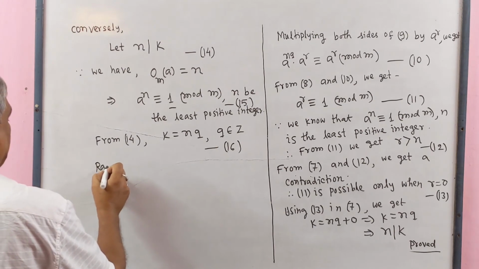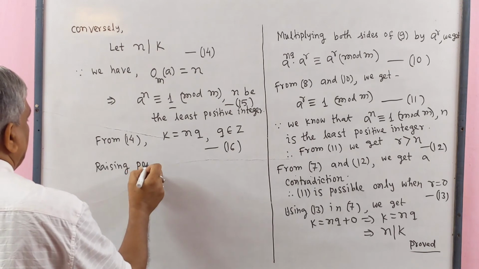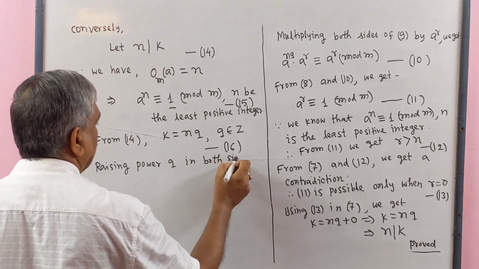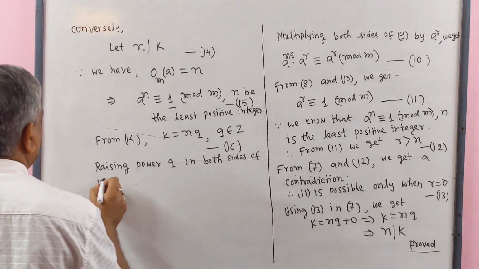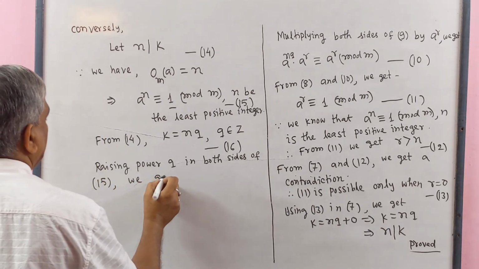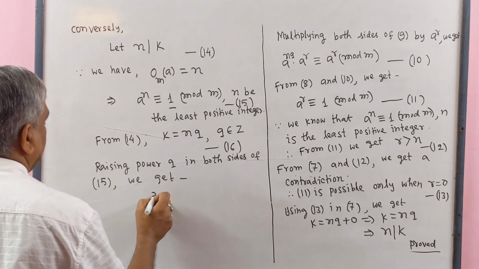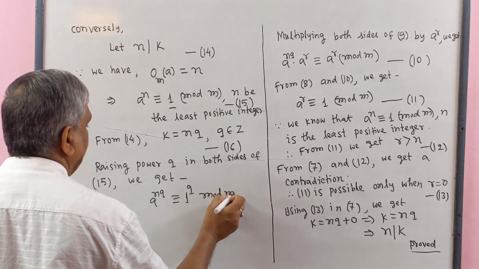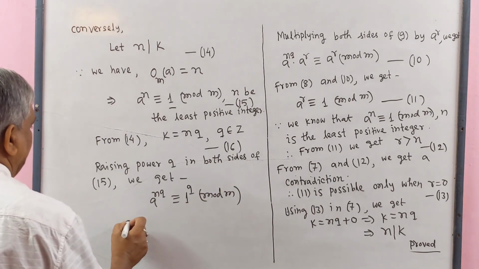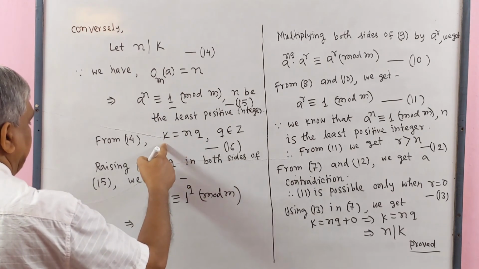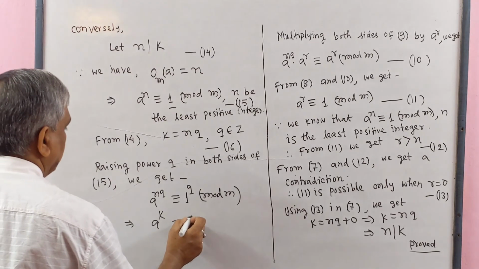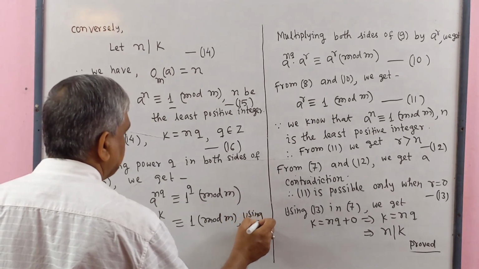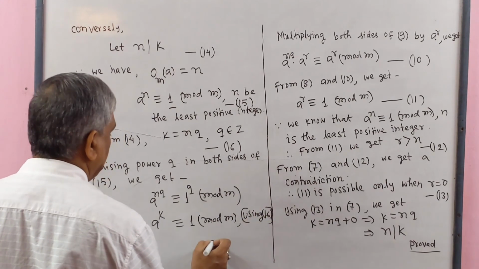Raising power Q on both sides of 15, we get A to the power NQ is congruent to 1 to the power Q modulo M, which implies that A to the power NQ equal to K is congruent to 1 modulo M, using 16. Proved.